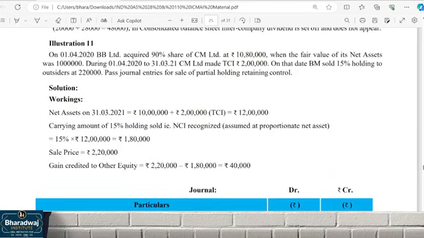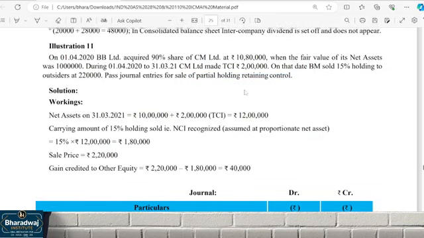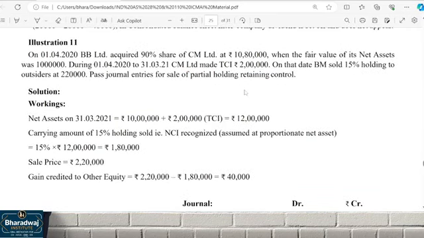On 1/4/2020, what is given? BB Limited acquired 90% of shares of CM Limited at rupees 10 lakhs, when the fair value of net assets was 10 lakhs. During 1/4/2020 to 31st March, there is a total comprehensive income of 2 lakhs. On that date, BB sold 50% of holding to outsiders for 2,20,000. Pass journal entries for the sale of partial holding. Read the question.